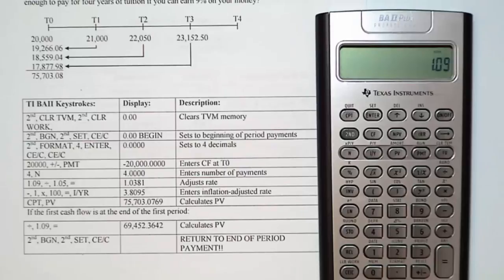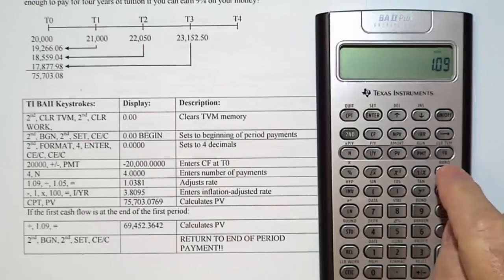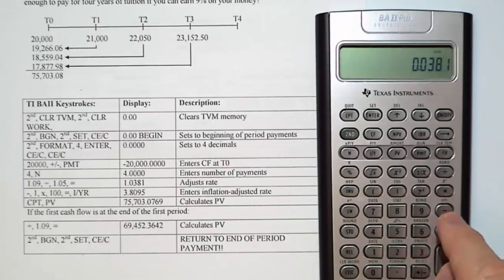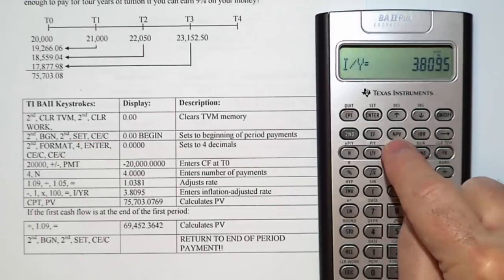1.09, which is 1 plus the 9% rate of return, divided by 1.05, which is that 5% growth rate, equals 1.0381. Then we can subtract 1 and multiply by 100. And that's 3.8095. Now we're going to put that in as our rate. So now we have our payments, we have our N, and we have our rate. And let's just compute the present value.